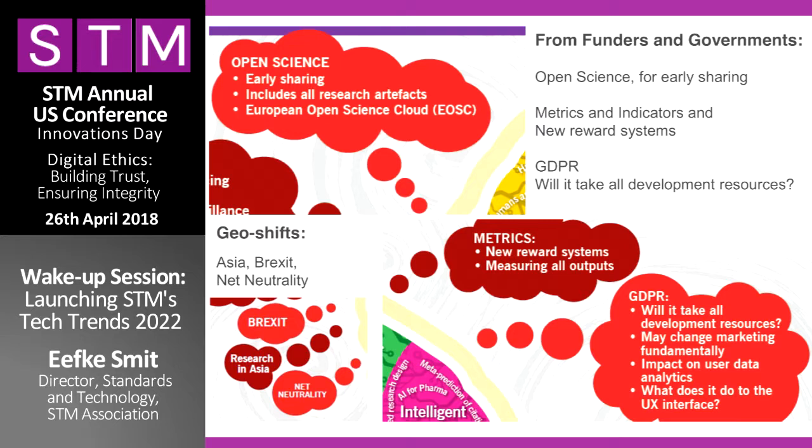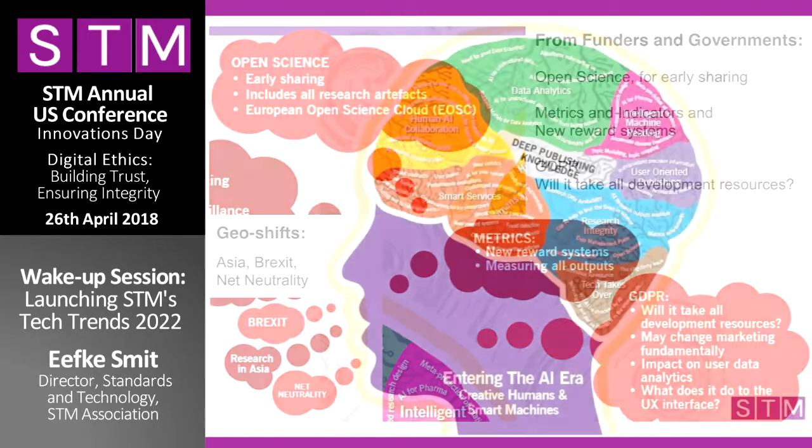Then there are a few smaller bubbles, because they're smaller, not because we think the impact will be smaller, but because they're less technology driven. They're more political and more about the geographical developments. It's about research in Asia. It's about what can happen with the Brexit. Don't forget that many STM publishers are based in the UK. And there's also something about net neutrality, because we in Europe still have it, but you no longer have it here in the US, and nobody has really sorted out what that effect may be.